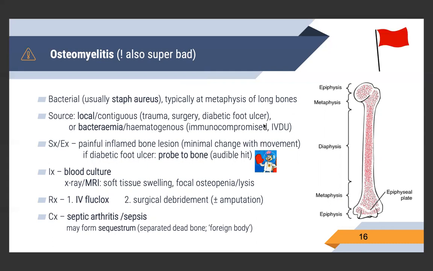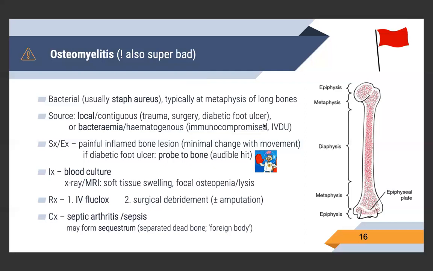So it's very similar to septic arthritis. And obviously you don't want it to get so bad that you have to amputate. And the other thing is that chunks of bone can literally just come off, and it essentially acts like a foreign body, which is a sequestrum, and your body doesn't like that and will try to fight it. So that can also happen.